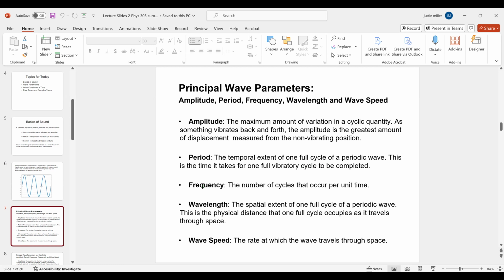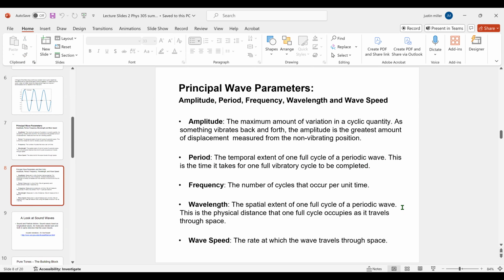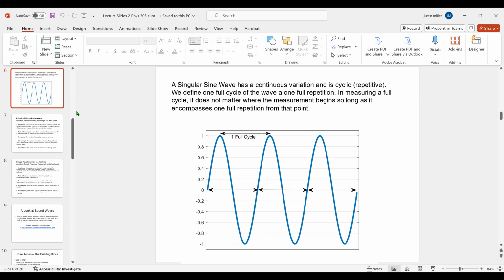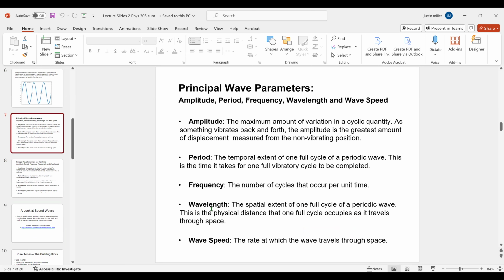And we'll get to that as well, but that's just something that the temporal aspects, we've got time aspects within period and frequency. And then we've got ourselves a wavelength here. The wavelength of a wave is the spatial extent of one full cycle. What distance in space is occupied by one full cycle of a wave? And that's it.